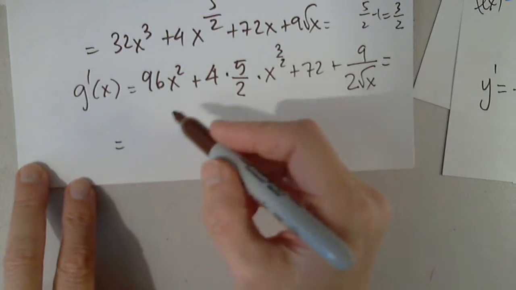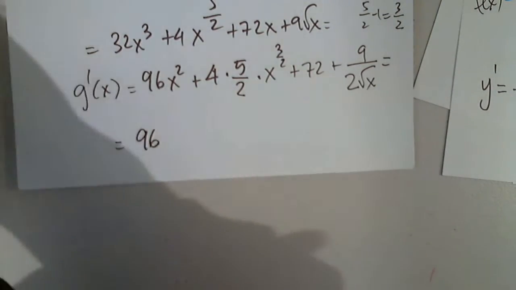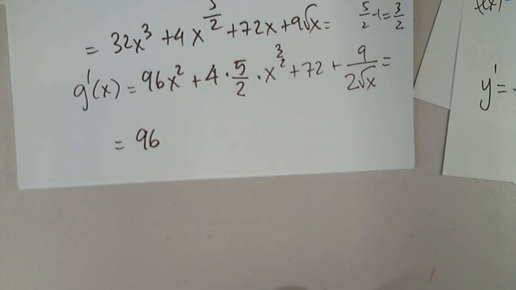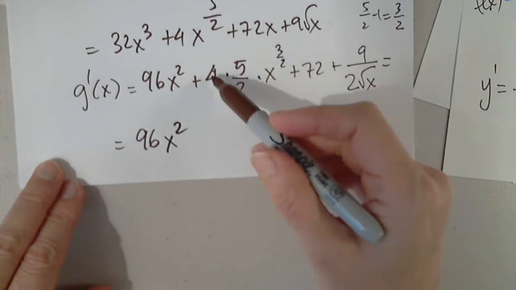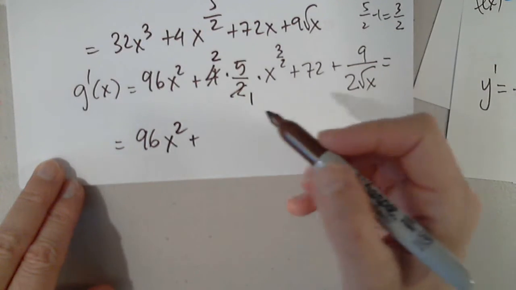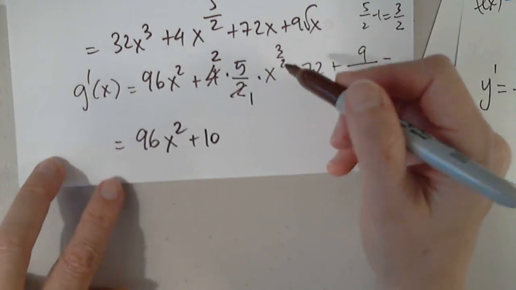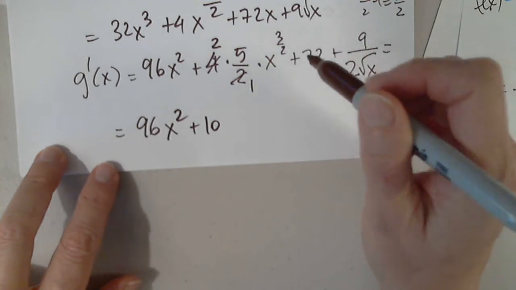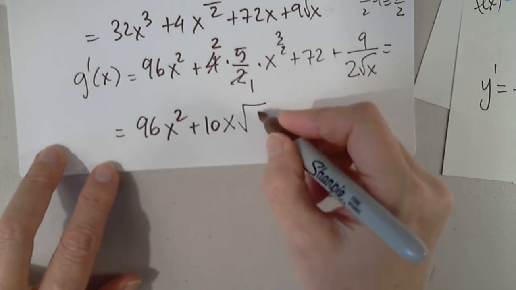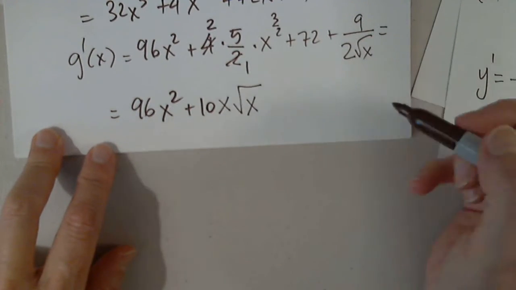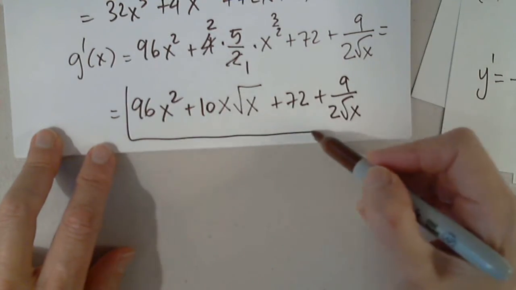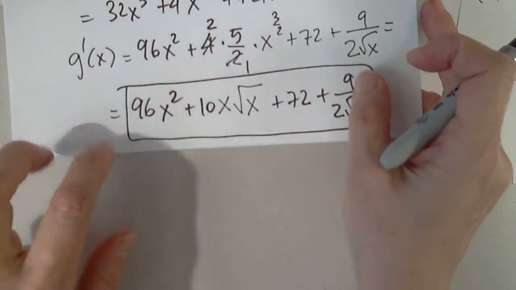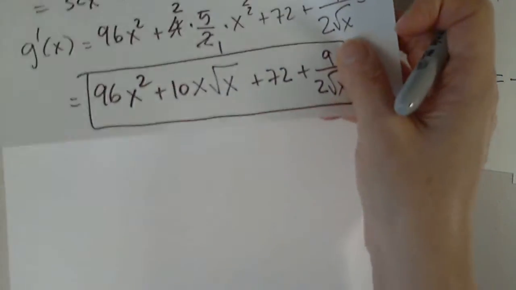And I can simplify it a little bit. I didn't mean to put this here. So I have 96x squared. I simplify by 2 and I have positive 10. I can write the square root. So x to 3/2 is the square root of x to the third, which can be rewritten like this. And then plus 72 and plus 9 over 2 the square root of x. So I can go back and explain how I got from here to here. Let me go on to the next page.